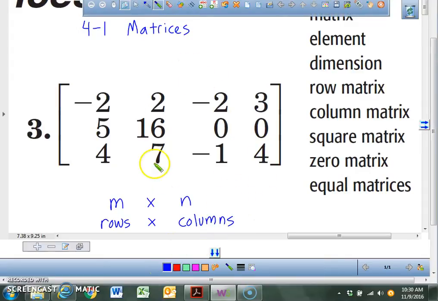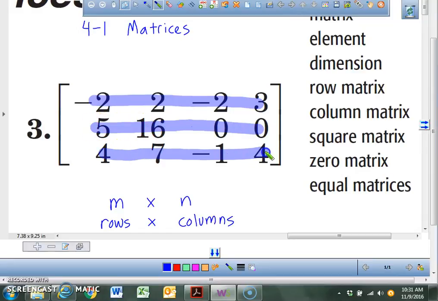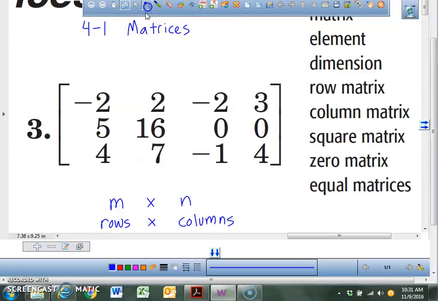Now, a row is considered to be the horizontal part of the matrix. All right? So we come in here. How many rows do you see? 3. So right here, what I'd like you to do for problem number 3, I'd like you to label it as 3 rows.